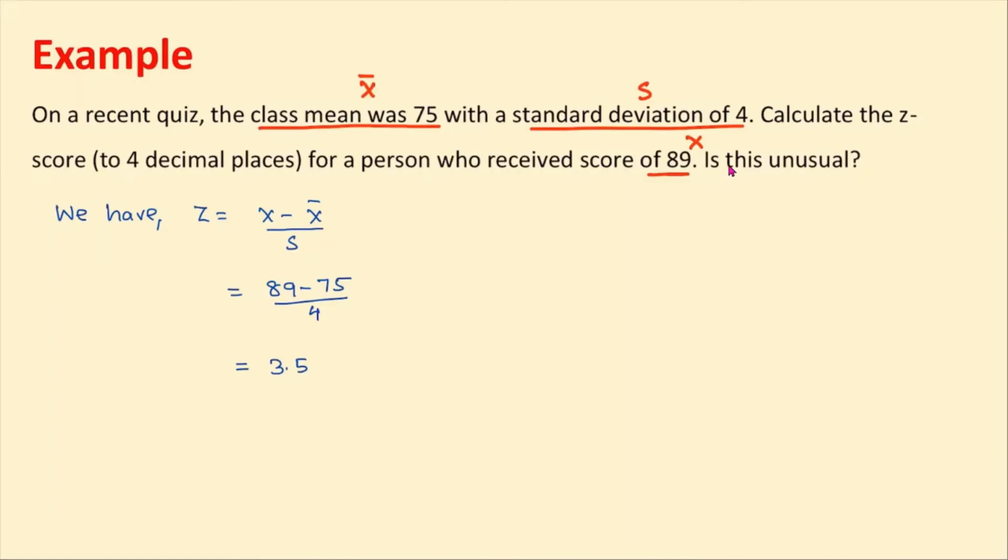And also here we have a question: is this unusual? If you think of the empirical rule, we know that 99.7% of the data, almost 100% of the data, is within 3 standard deviations. But this 89 is 3.5 standard deviations above the mean, so it's much more compared to 3 standard deviations. Within 3 standard deviations, it should be almost everything. So above that, it's definitely unusual.